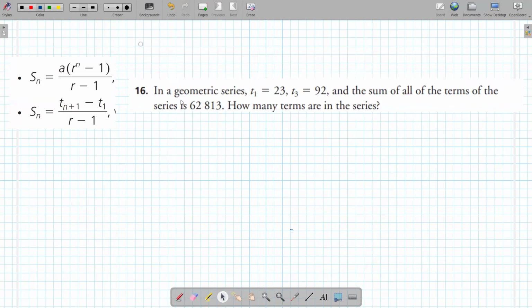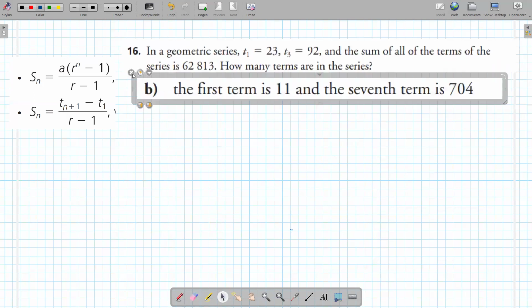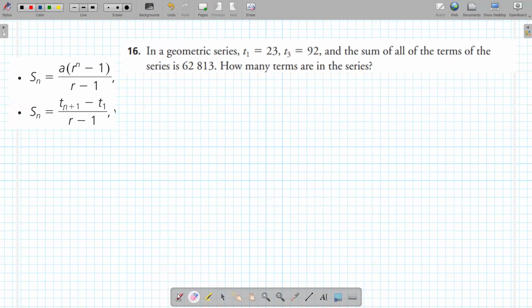So here we're given a geometric series. T1 is 23, cool. T3 is 92. And there's the sum of the series. We don't know how many terms there are, but we do know the sum is this. And the question is, what's n? Right now, we can't use either of the formulas because we don't know the R value. Let's attack this.